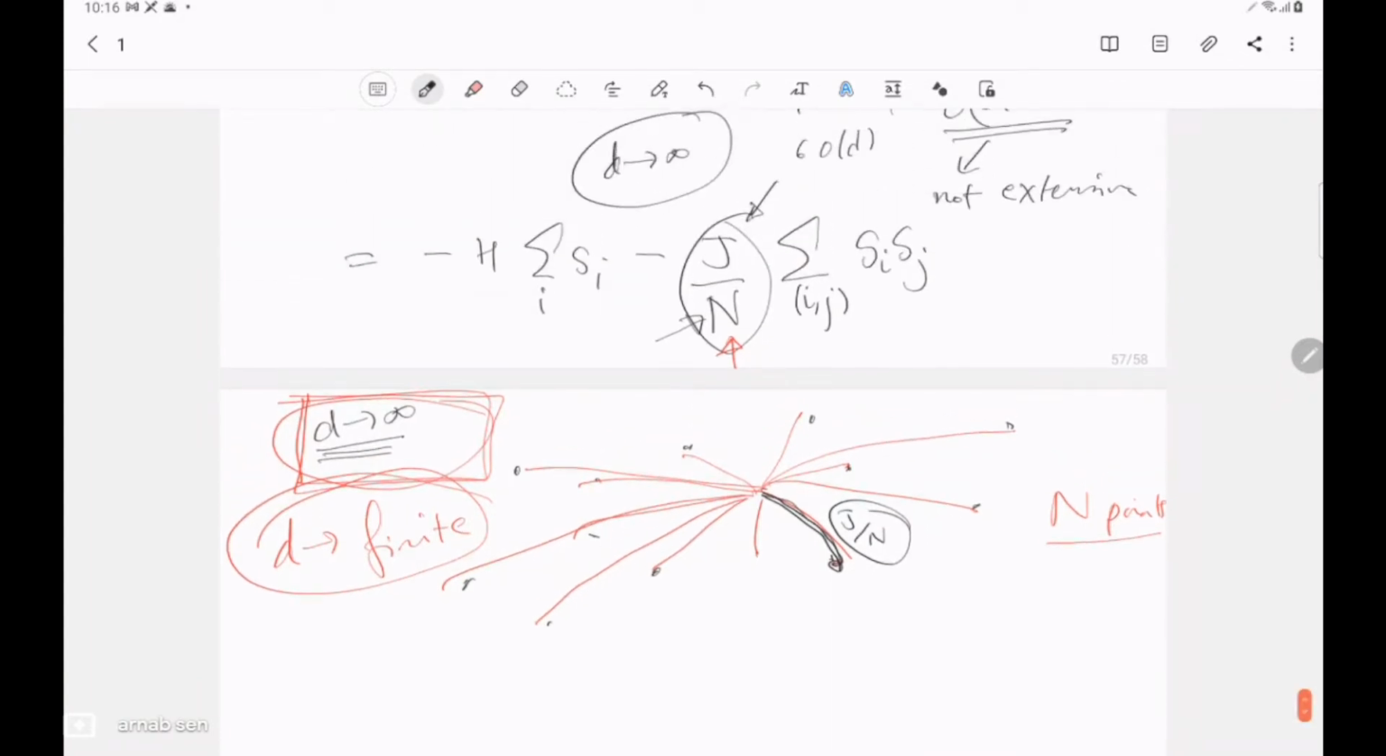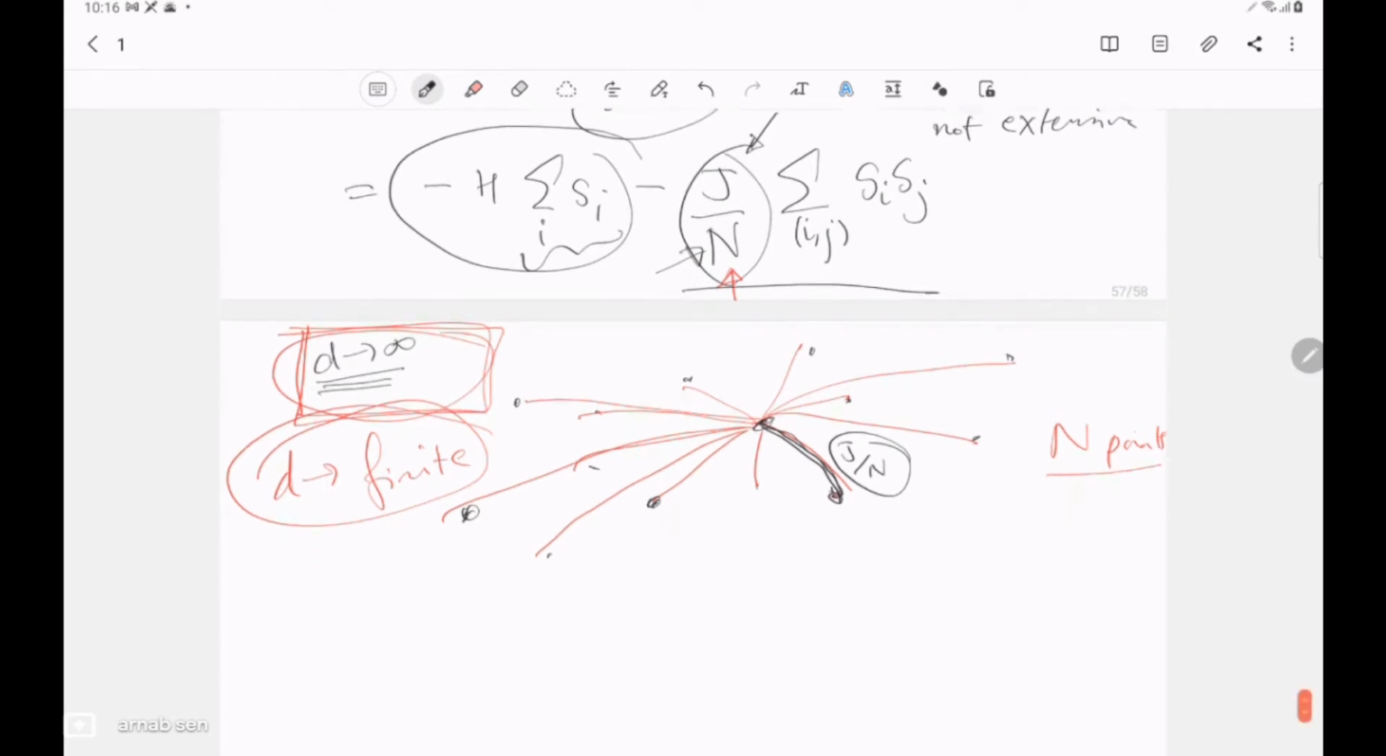Of course, I don't need to do anything to the magnetic term, because the magnetic term is a non-interacting term. It's always extensive. There are capital N spins, so the magnetic term scales like capital N. There's no problem. The problematic thing was here, but I've resolved the problem. So now let me do some tricks for you and solve this problem.